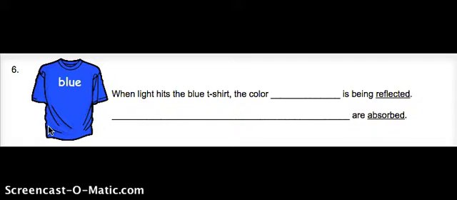The next part of the test, question 6, asks you to look at a blue t-shirt. Then you will fill in this question. When light hits the blue t-shirt, the color blank is being reflected. So what is being reflected? And blank are absorbed. You will fill in that line with what is being absorbed. Go ahead and write in and complete your sentences now. Read through your sentences for question 6. Make sure they make sense.